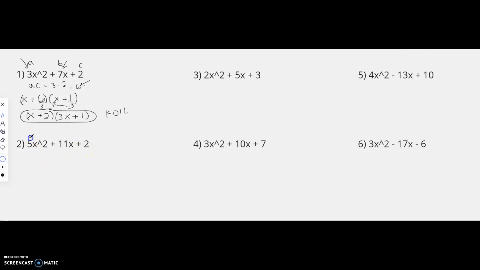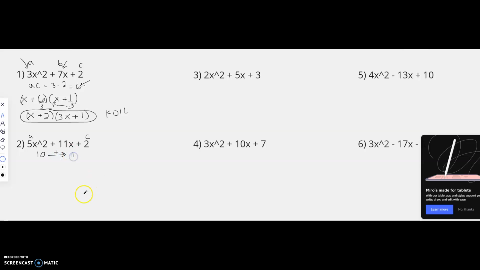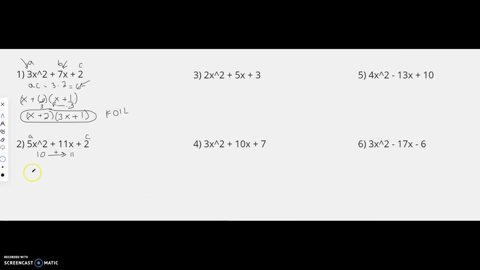Notice our two A and C numbers, 5 and 2. 5 times 2 is 10. So we're looking for factors of 10 that add up to 11. The only two that work are 10 and 1. 10 times 1 is 10. 10 plus 1 is 11. That's the setup for our answer.